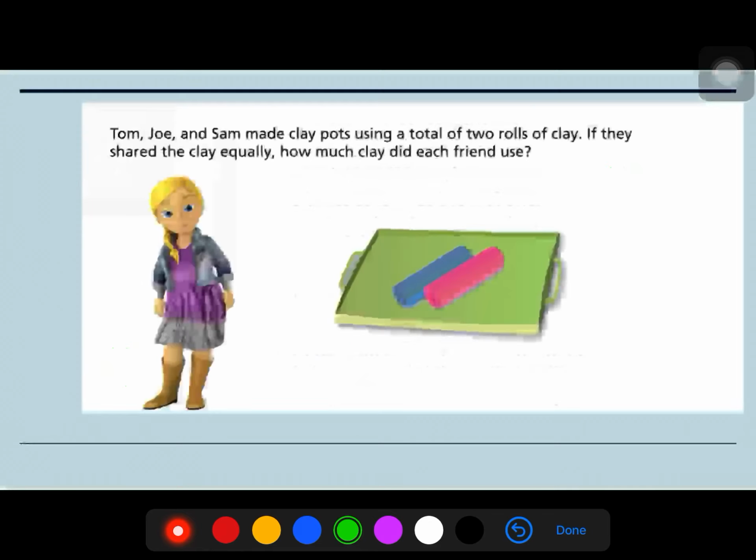The first question says that Tom, Joe, and Sam made clay pots using a total of 2 rolls of clay. If they shared the clay equally, how much clay did each friend use? Well, I have 2 rolls of clay, correct? And I'm sharing them amongst 3 friends. If I'm sharing them amongst 3 friends, can't we say I am dividing them by the 3 friends? I am, because basically I'm taking the 2 rolls, and if I cut each one into 3 parts, each friend would get 1 part from every roll.